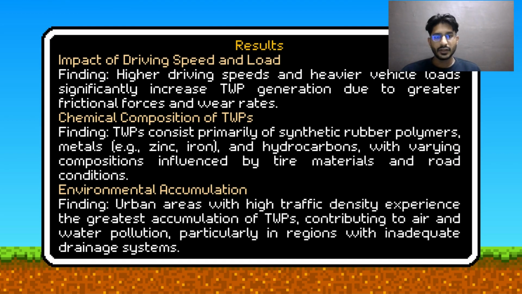Next are the results from the journal. The first point is the impact of driving speed and load. Higher driving speed and heavier vehicle loads significantly increase TWP generation due to greater frictional force and wear rates.